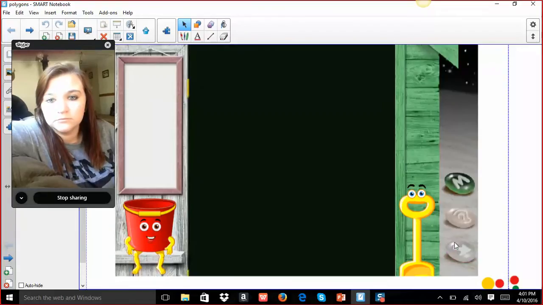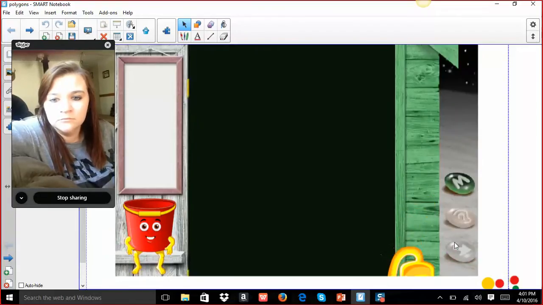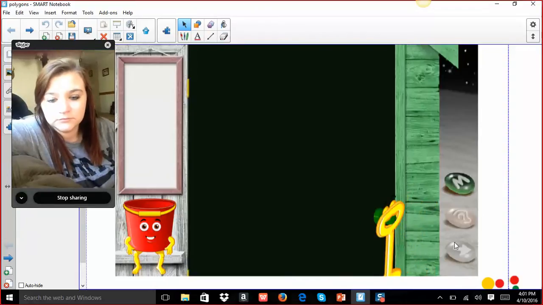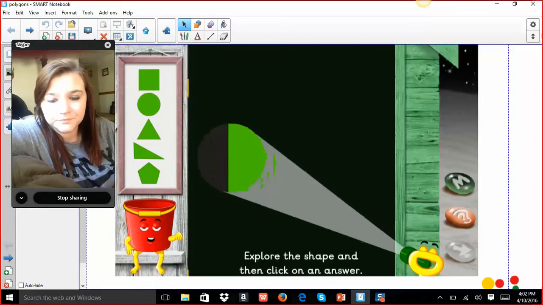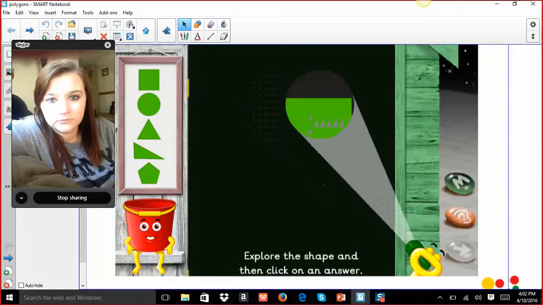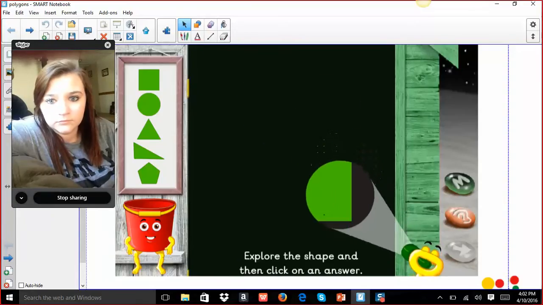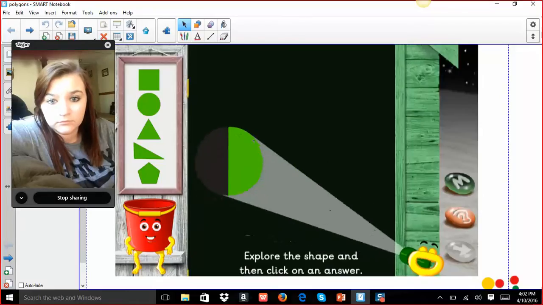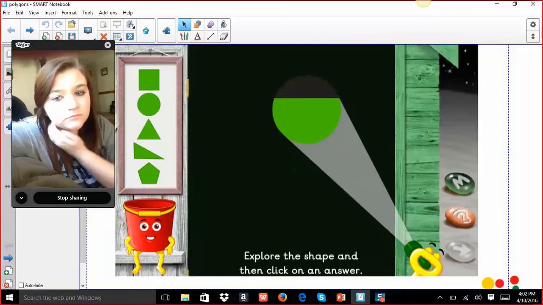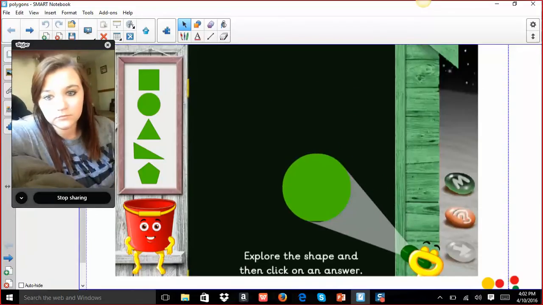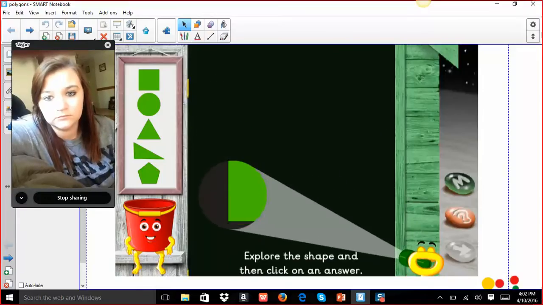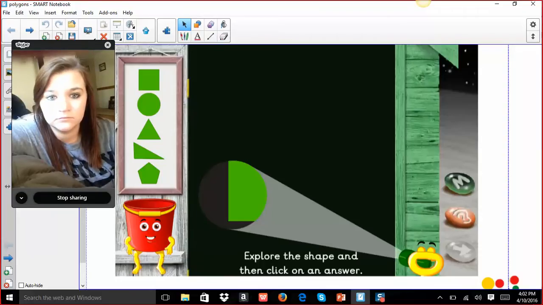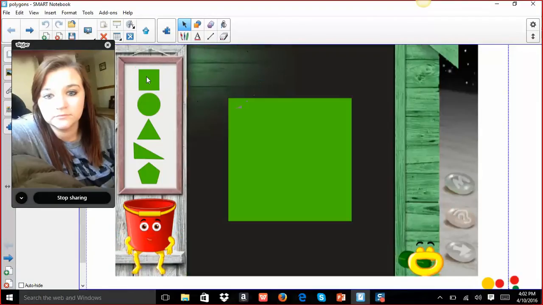All right, let's do another. Let's look at this one. Explore the shape and then click on an answer. Let's see how many sides we have. We have 1, 2, 3, 4 sides, and we have 1 angle, 2 angles, 3 angles, 4 angles. So do you remember which shape had 4 sides and 4 angles? A square. A square. Yes, awesome. The shape in the hut is a square.